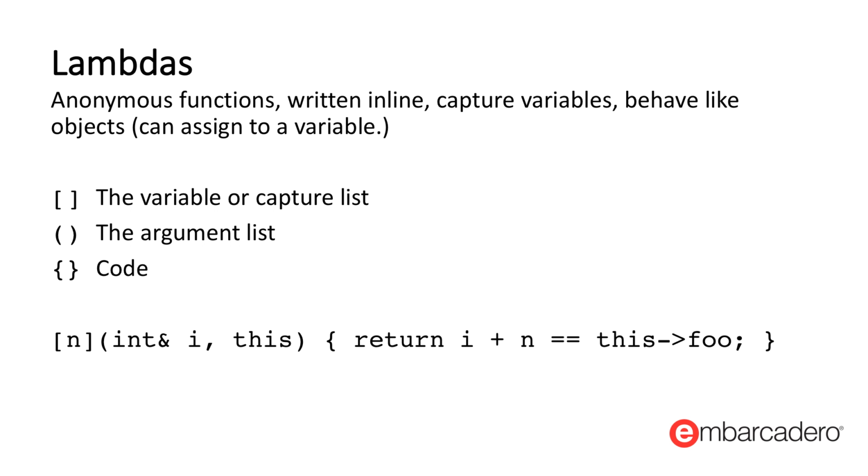The one extra really useful thing is that they can bind to or capture other variables by value or reference, to make those variables accessible inside the function body. They also behave like objects, so you can assign them to a variable. They have 3 parts. The variable or capture list, square brackets, this is the only unusual part. The argument list, in round brackets, just like a normal function. The code, in curly brackets, just like a normal function.